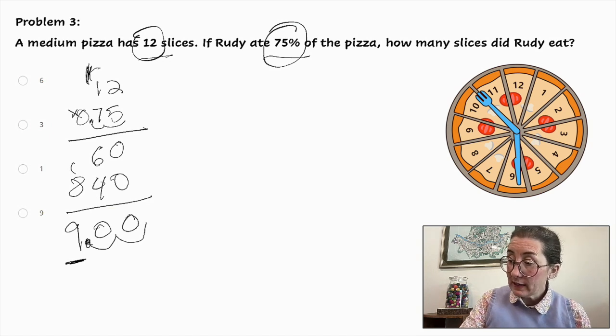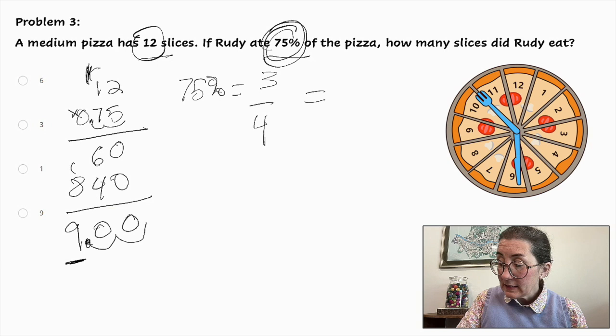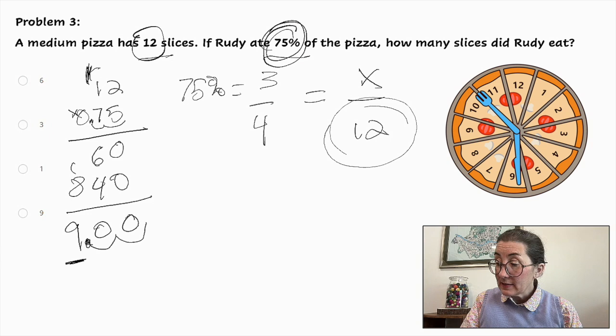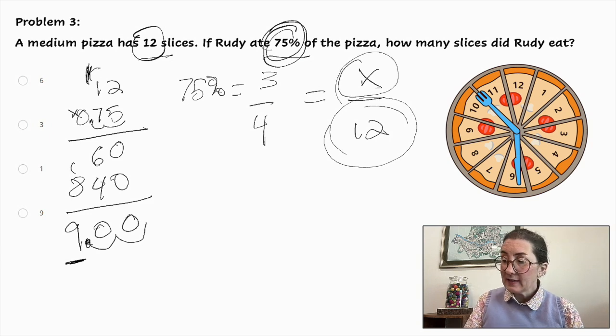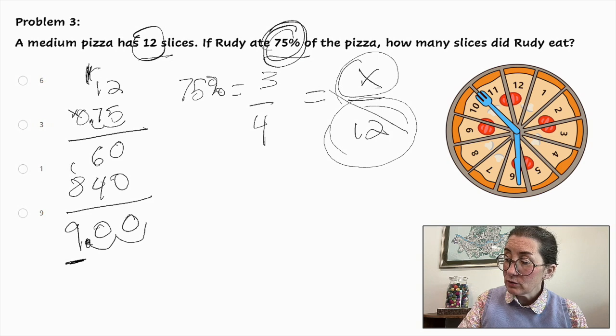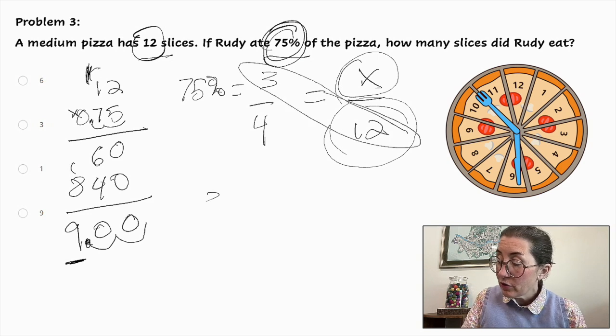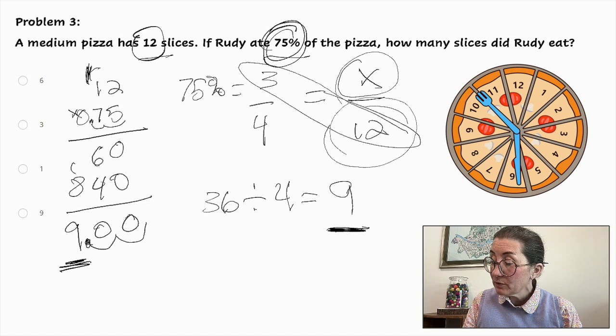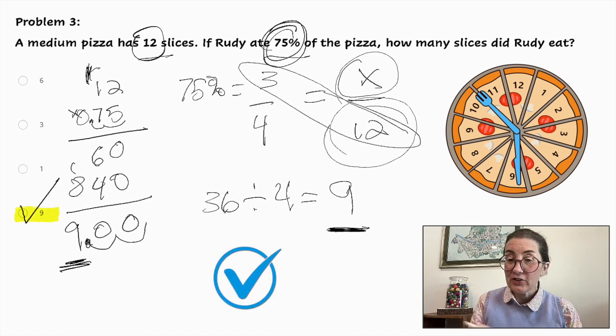Now, the other way of doing it is we know that 75% is equal to 3 over 4. And we need to know what x is out of the 12 pieces. We don't know how many pieces Rudy ate. So we can cross multiply. So 12 times 3 is 36. 4 times what equals 36? We can divide 36 by 4 to figure that out. 36 divided by 4 is 9. So these 2 match, and the answer is 9.